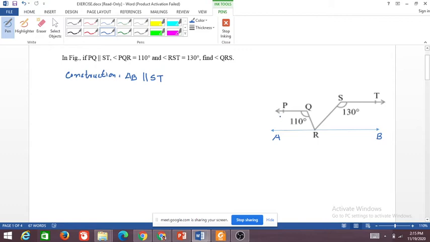So 130 degrees plus 50 degrees is equal to 180 degrees, ma'am. So angle BRS is equal to 50 degrees, ma'am. Okay, this angle you are saying. So, you will find this angle. But do you need this angle? The small angle, yes, ma'am. This angle QRS is what we have to find. So, you are finding this angle. Okay, then.